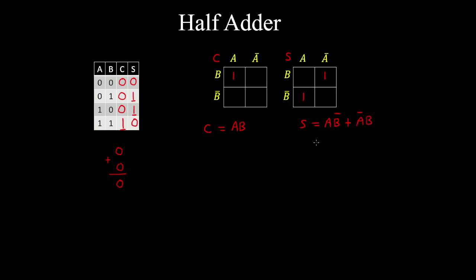So remember that this was equivalent to the exclusive OR. So we have the XOR between A and B. So you can verify this by looking at the truth table. So the exclusive OR is only true when the inputs are different. So we can see that when the inputs are the same, we get 0.